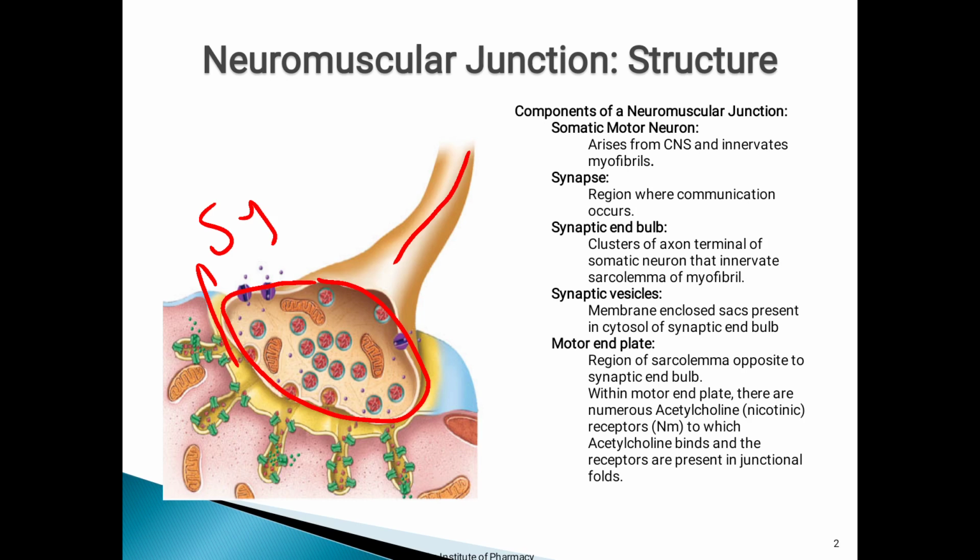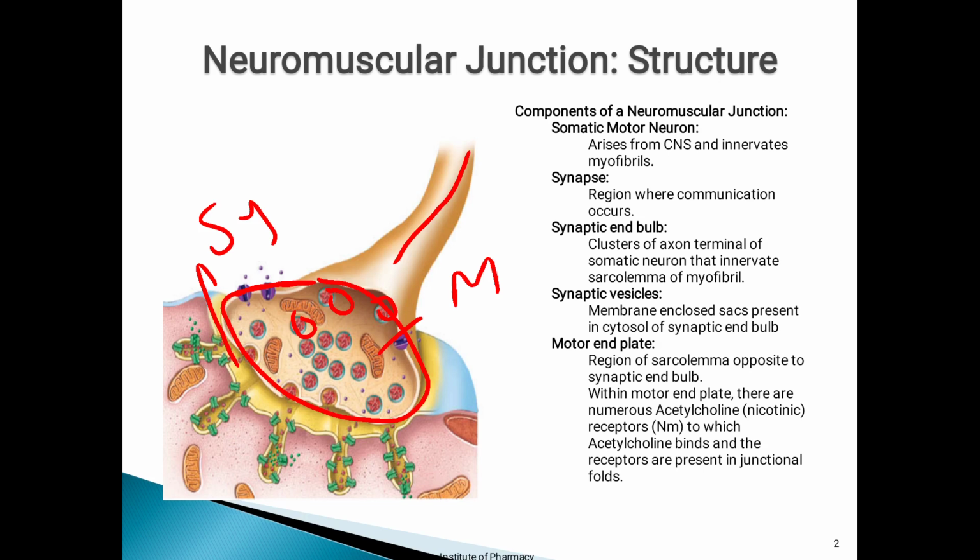Next is synaptic vesicle. It is a membrane enclosed sac present in the cytosol of the synaptic end bulb. So this is the synaptic end bulb, and what you can see here, these small round structures are called synaptic vesicles. We have already covered what synaptic vesicles are. In them we have the neurotransmitter acetylcholine. We also have mitochondria and other substances in the synaptic end bulb.